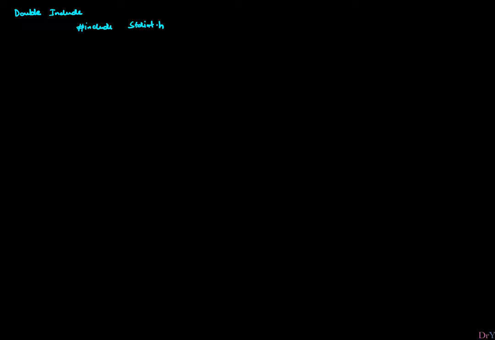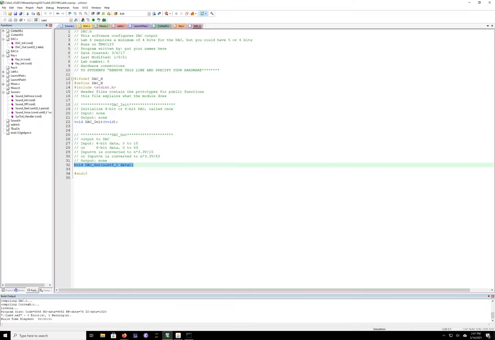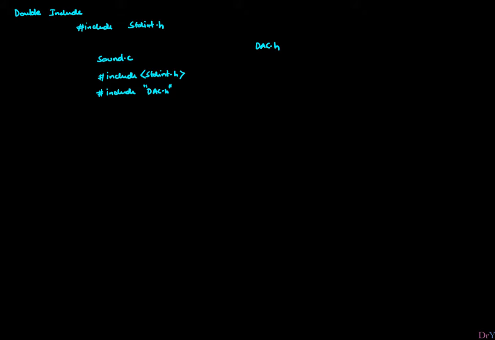So for example, the sound module, inside sound.c I have a hash include stdint.h, which is a system file, and I also have a hash include DAC.h. Now if I look at DAC.h, you will see that inside DAC.h there's also a hash include stdint.h. Now one of the problems with having this hash include is when this include is called, the compiler goes here and does another include.